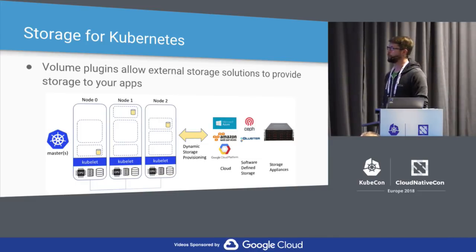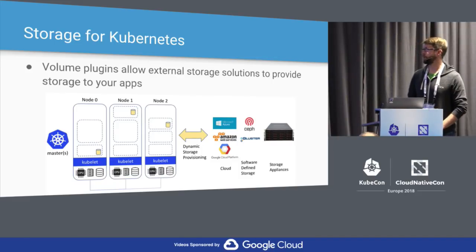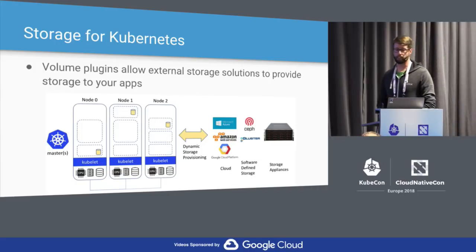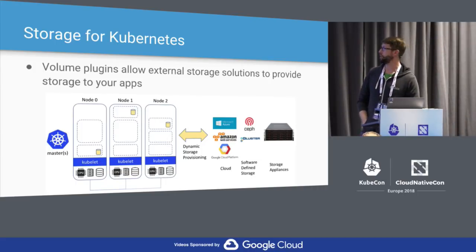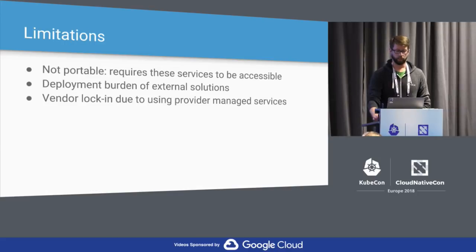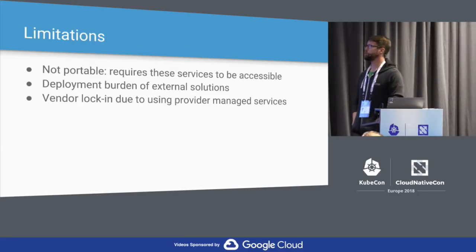Oftentimes with Kubernetes, you have your applications running inside the cluster, but for those applications' storage, what happens often is that you will have an external storage setup. That could be something like Amazon EBS or a Google persistent disk, or it could be an appliance in a rack somewhere in your data center. Either way, that storage is coming from somewhere external to the cluster. So there's a couple of limitations with that approach.